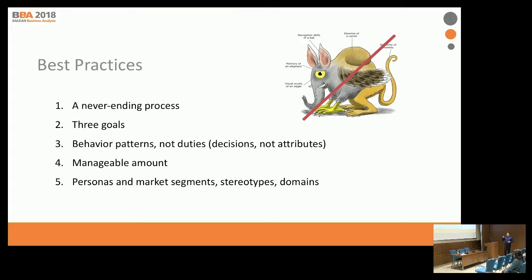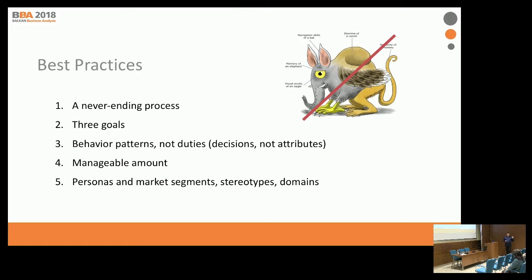And just a few things to follow. First, it's a never-ending process. It's an ideal example that will never come to an end. Personas are being refined all the time for your product. You need to have data to start and then move forward, but they will never be 100% complete. You will need to change them on the way.